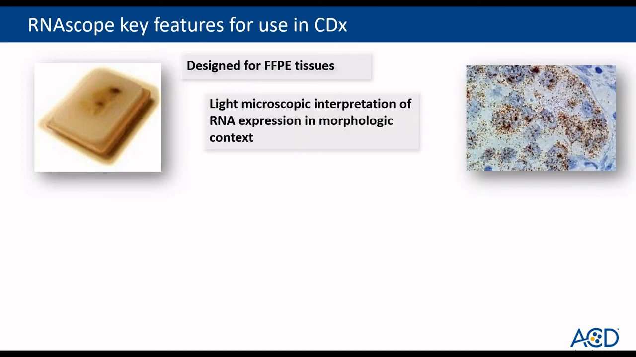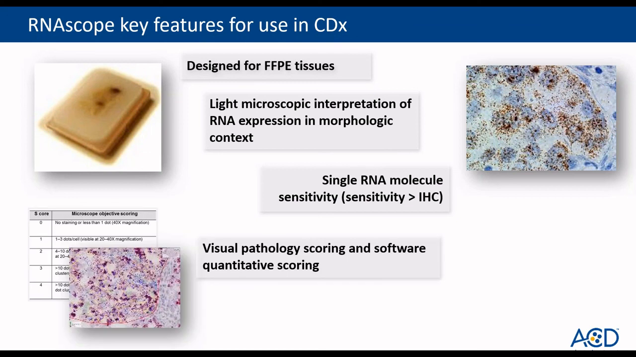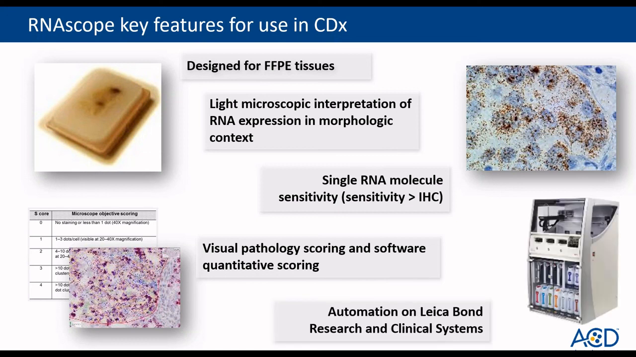The RNA expression data can be visualized with morphological context, and its sensitivity is at the level of single RNA molecule, which is much higher than IHC. The data analysis also allows flexibility, as the scoring can be done visually by a pathologist, or it can be done quantitatively using a software. Finally, it is performed on automated instruments ensuring that it will be reproducible between batches.